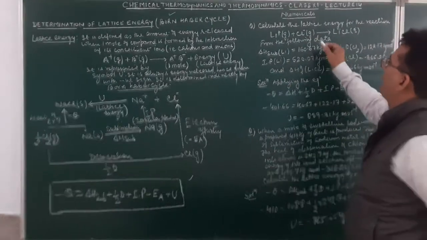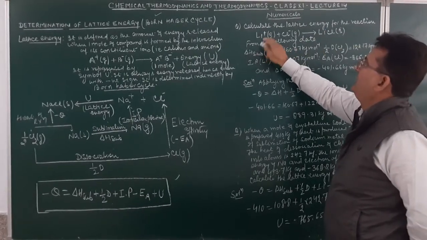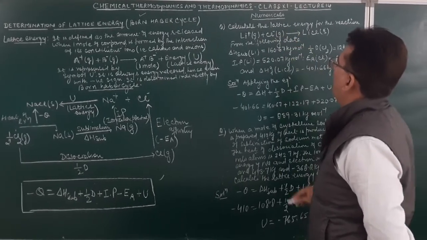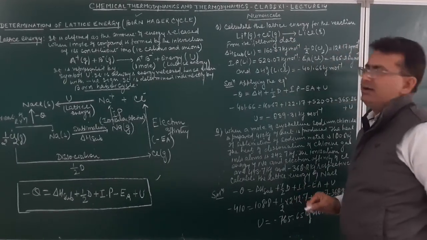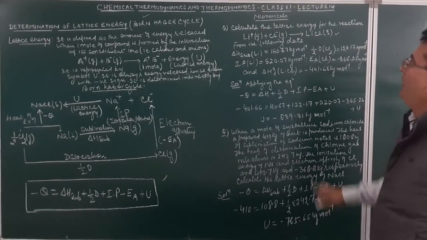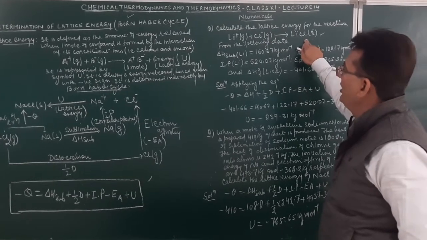Just see the question. Calculate the lattice energy for the reaction. The reaction is lithium ion in the form of a gas combined with chloride ion in the form of a gas, resulting in the formation of lithium chloride in the form of a solid. So here lithium and chloride ion combine to form a lithium chloride solid.